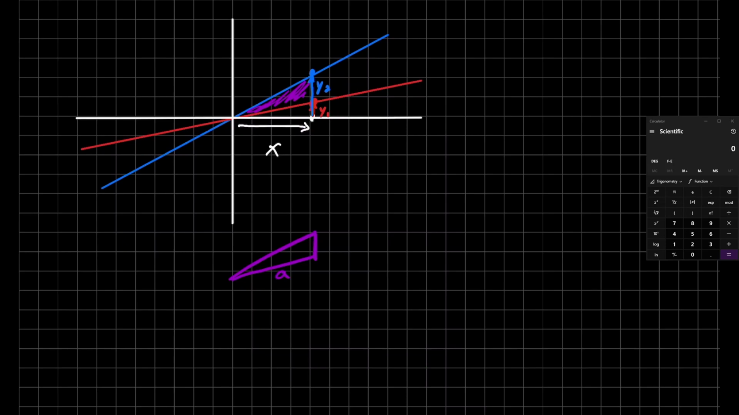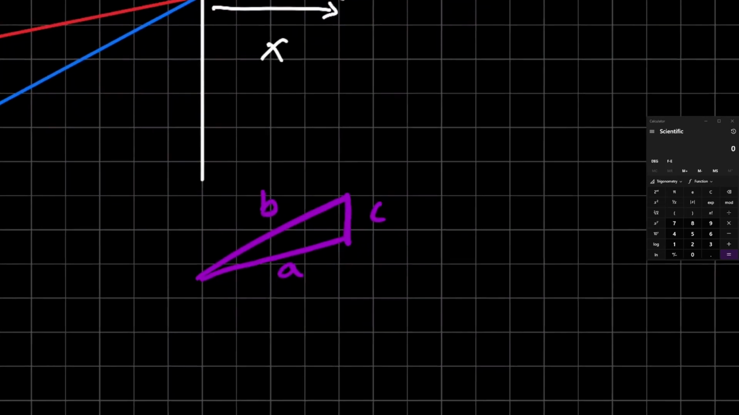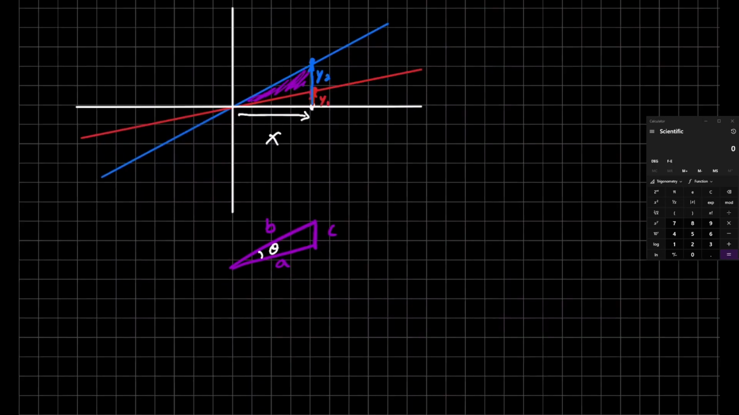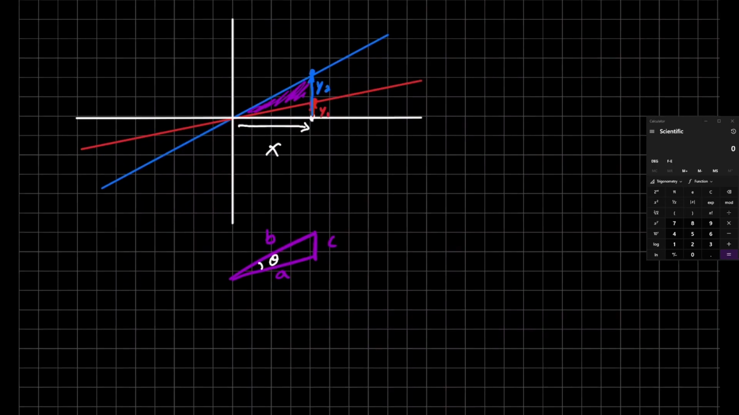Let's call this side A, and this side B, and this side C. And the angle in between those two lines is going to be theta. So this is reminiscent of the cosine law that I was mentioning before: c squared is a squared plus b squared minus 2ab cosine theta.